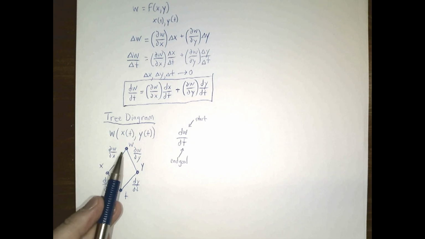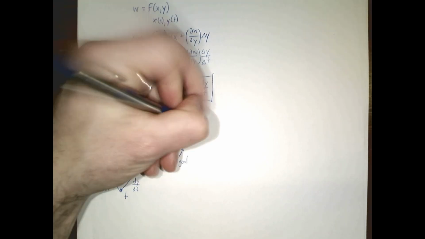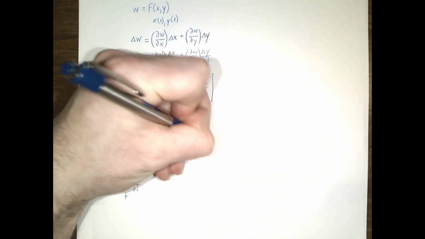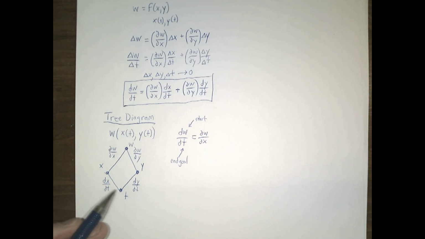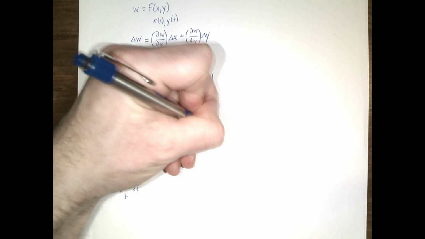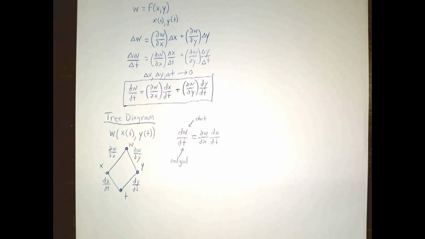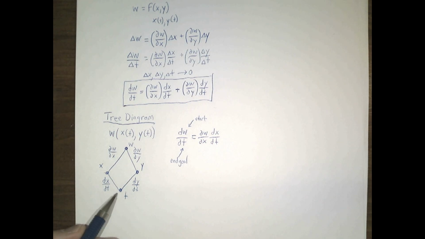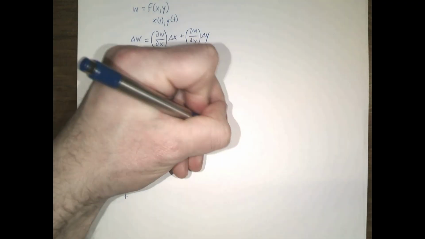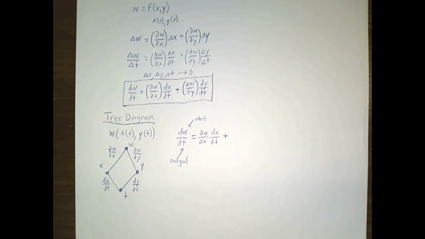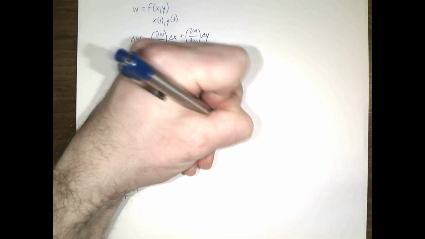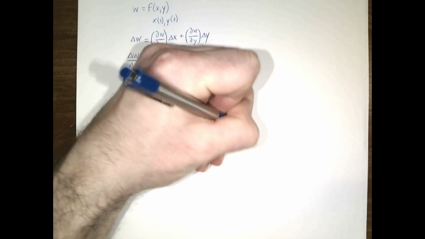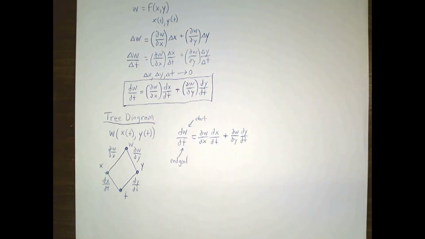So if I take this first path to the left, I get dw/dx as my first thing. And then I go down this next path, dx/dt. I multiply that because it's on the same path. Well, I finished that path, I got to my goal, but there was another way to get there. So I need to add that possibility to what I've started with, and I end up with dw/dy times dy/dt.